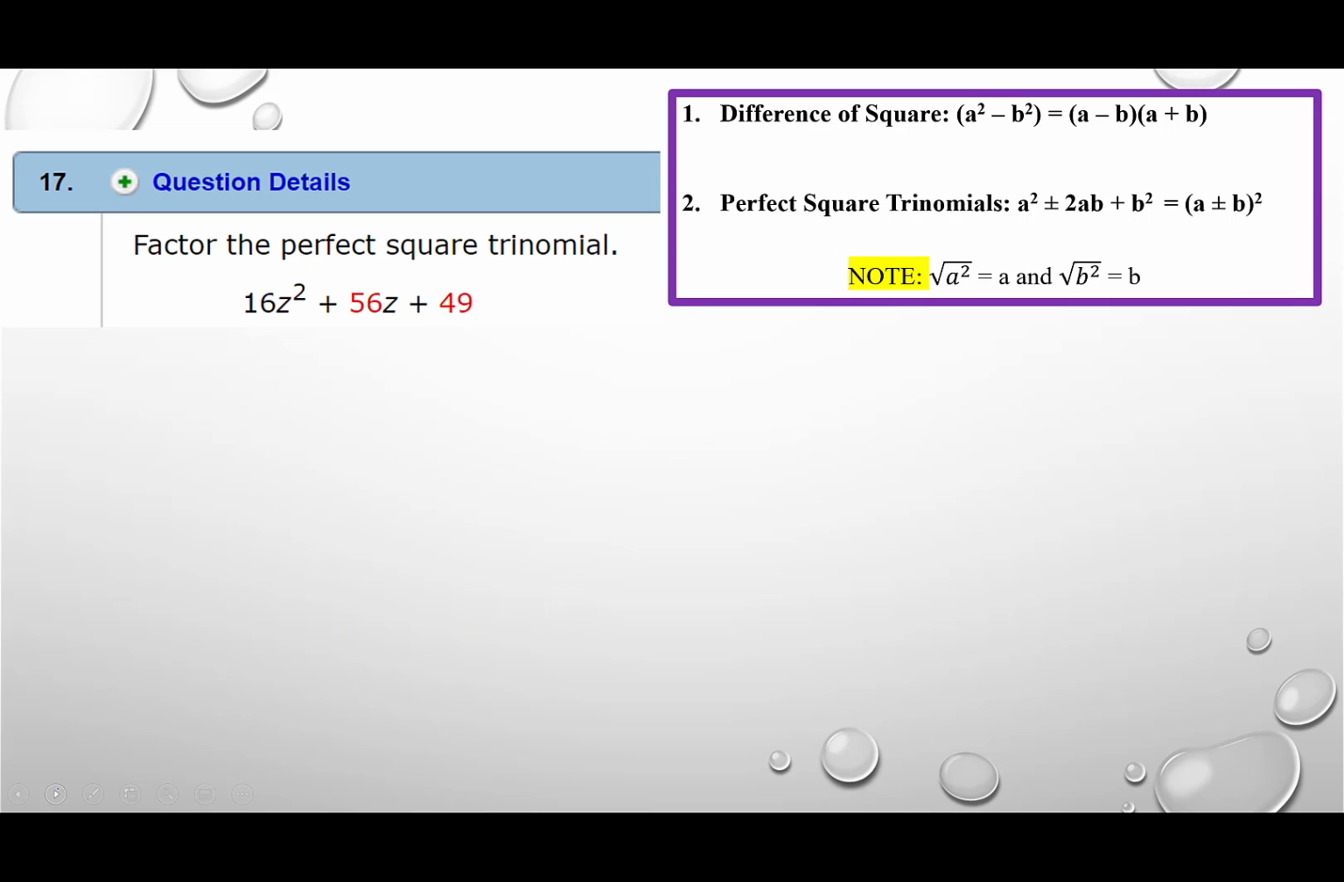Okay, so let's try that again. It says factor the perfect square trinomial. And I want you to notice that this one is larger. So if you were to factor it the traditional way, like multiplying 16 times 49, you can certainly do it that way. It would just take a lot longer.